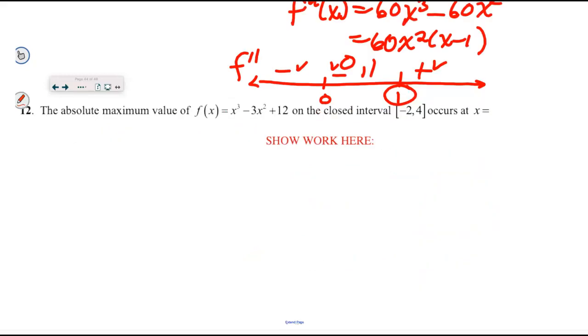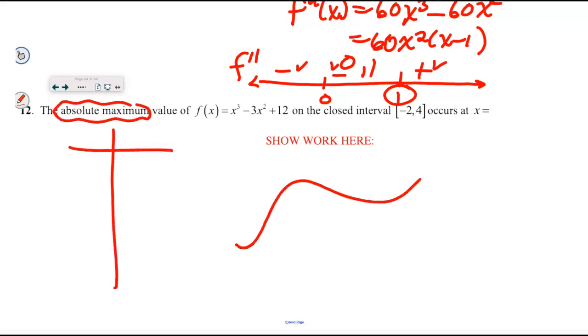Our absolute maximum requires a candidate table. A function can reach its absolute maximum or minimum anywhere where the derivative equals 0 or doesn't exist, or at an endpoint. This was worth 4 points. The first point was for knowing I need a candidate table. A couple people didn't actually make a table, but you did f of -2 and f of 4, and you wrote them down. So I was looking for those. This ended up being -8. This ended up being 28.